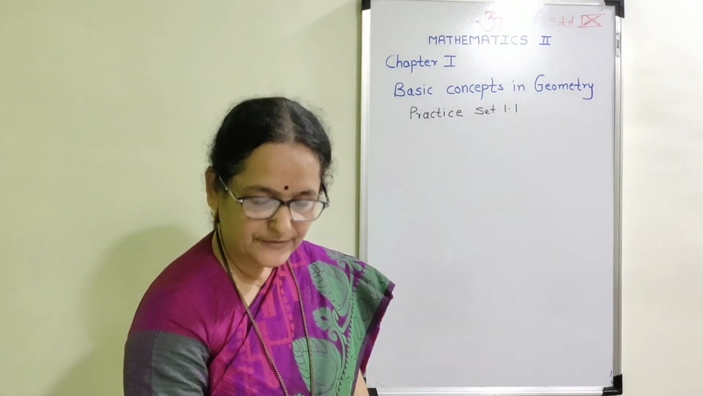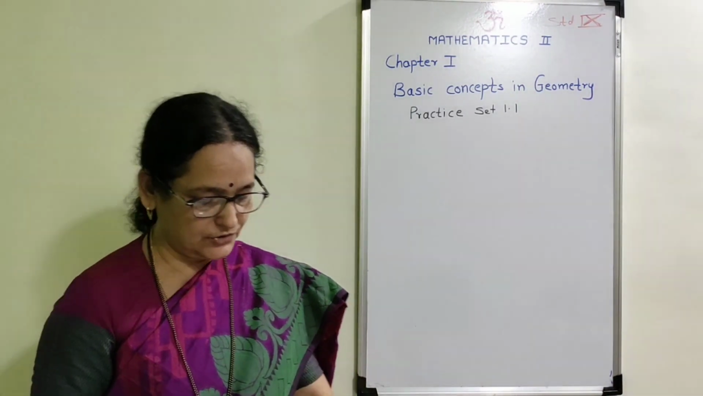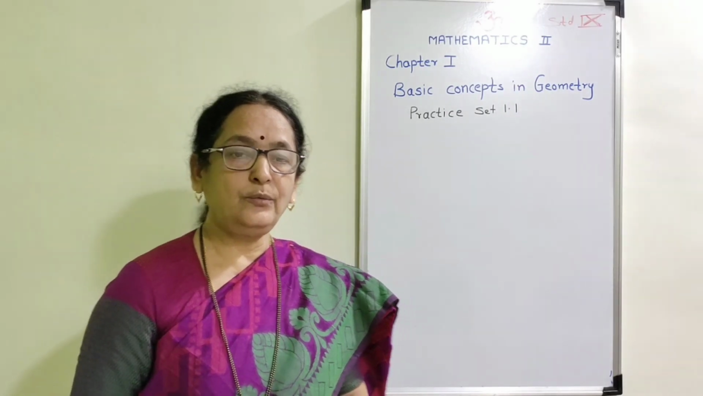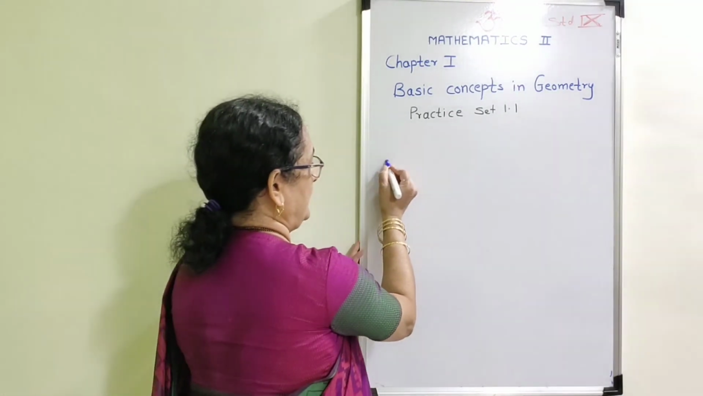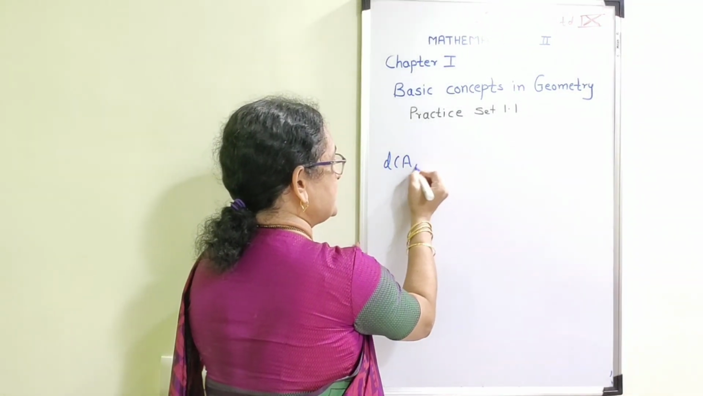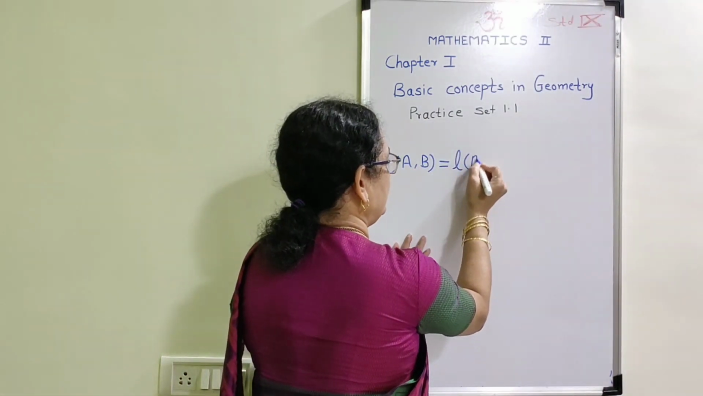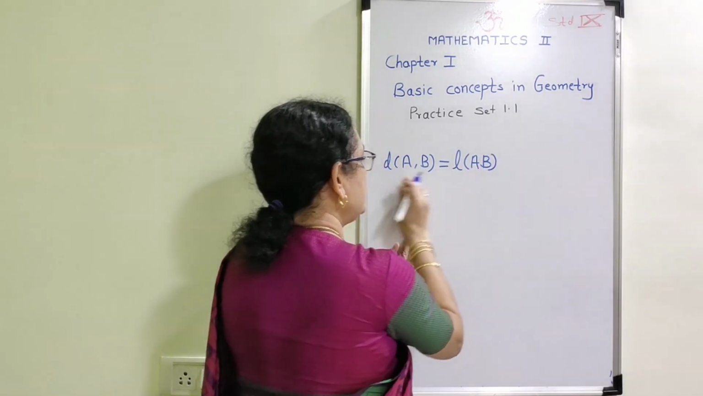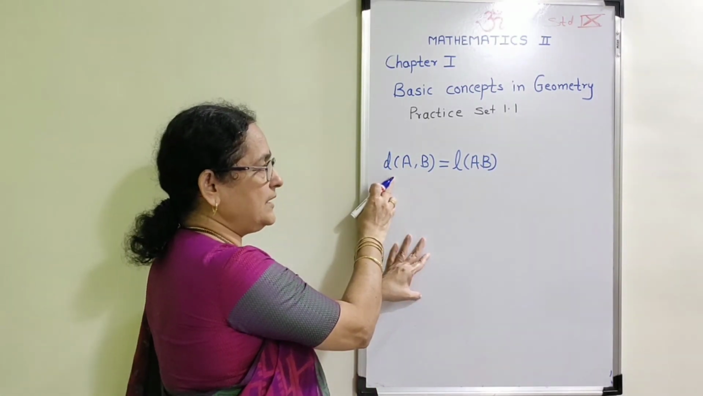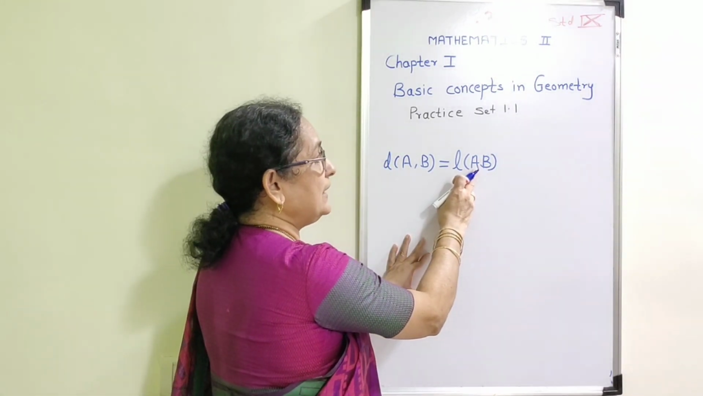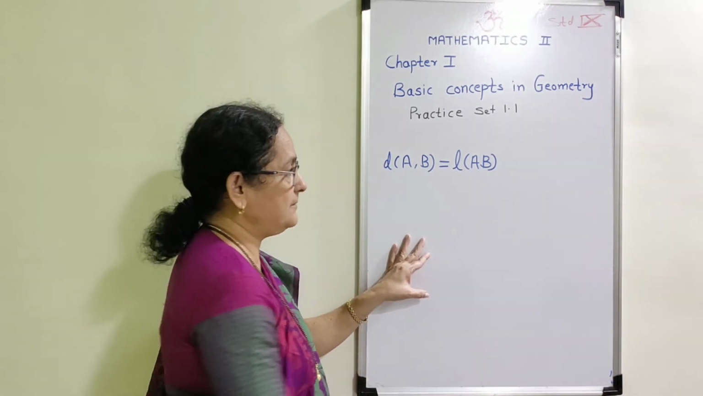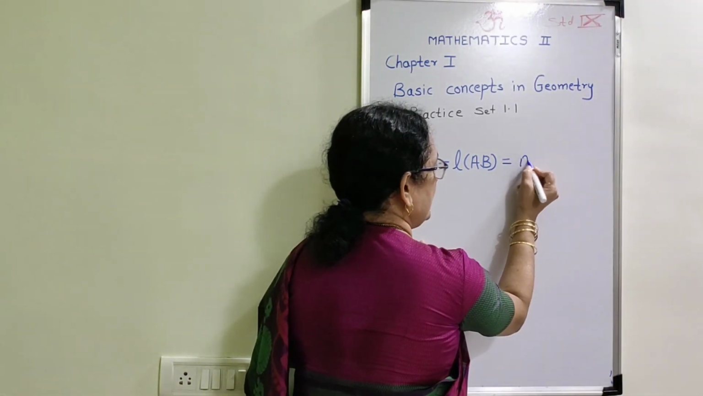Now, what is the difference between the earlier question and question number 6? When we have completed, distance between points A, B is also equal to length AB. When you are going to write distance between points A, B, that is equal to the length of line segment AB, and that is equal to AB.